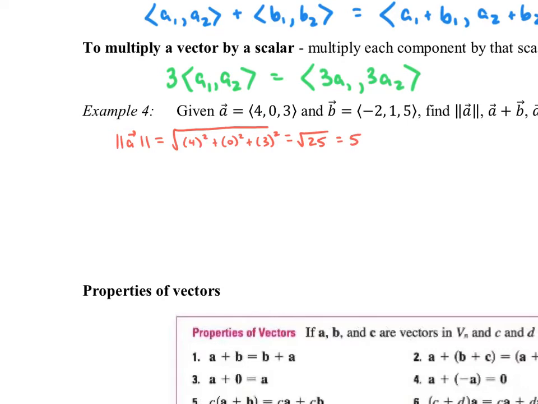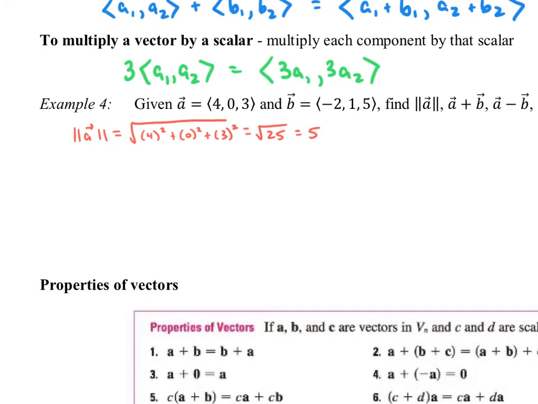And then next what we're going to do is find the sum of the vectors. So we're going to do A plus B. And again, we're just going to simply take the components of A and add them to the components of B. So we're going to take 4 and add it to negative 2. So we have for our first component 2. And then we're going to take 0 and add it to 1, so we get 1. And then 3 and add it to 5, and we get 8. So that's going to be our sum A plus B.